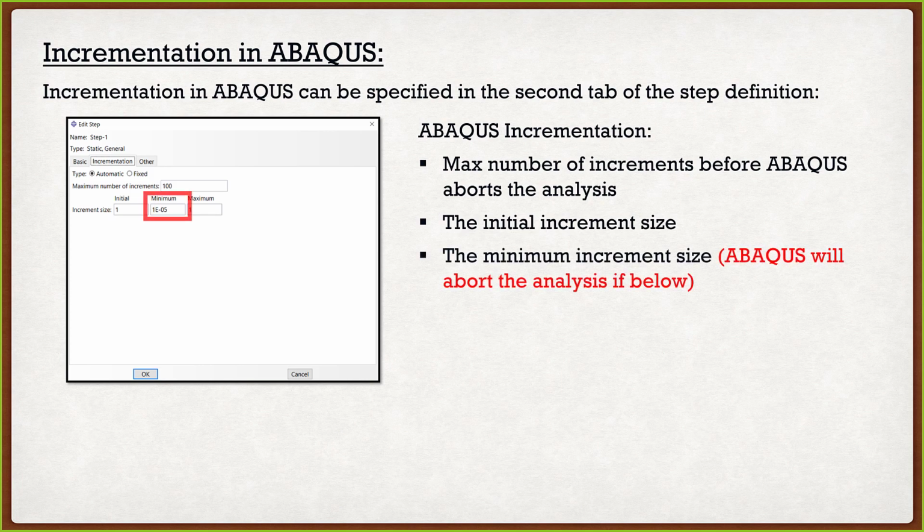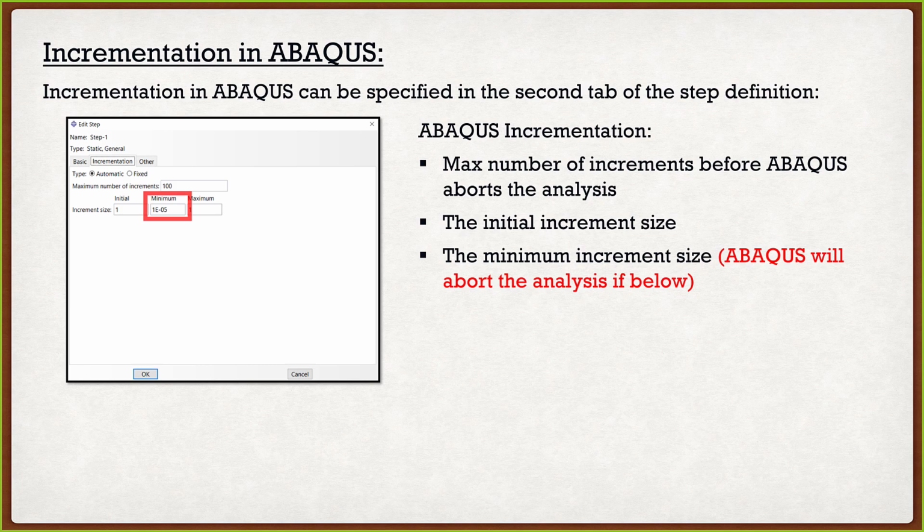After that, we have the minimum increment size. As I said, if ABAQUS is doing those increments and it diverges, it goes back to the last successful increment, and then it decreases that increment size. That makes it smaller. Now, if it gets smaller than this limit, ABAQUS is automatically going to abort and say, you know what? The increment size that we need to complete this is smaller than the requested minimum. So if you're dealing with a nonlinear or a highly nonlinear problem, you're going to want to decrease this a lot.